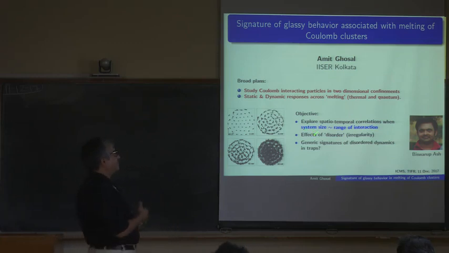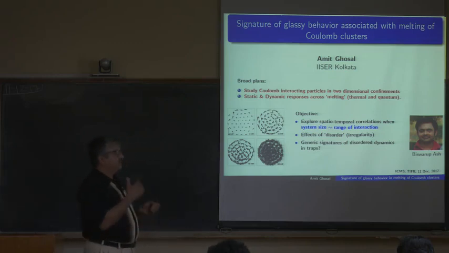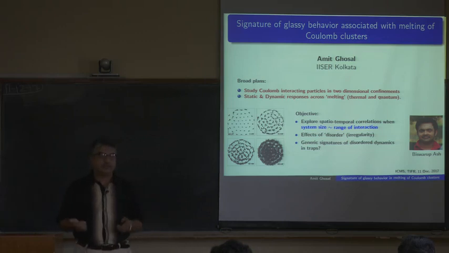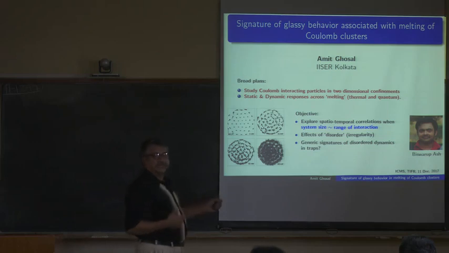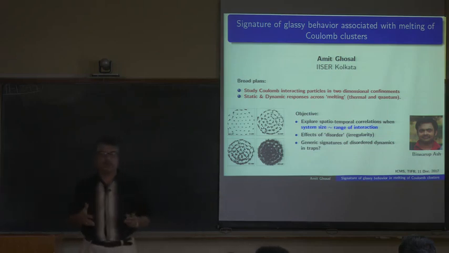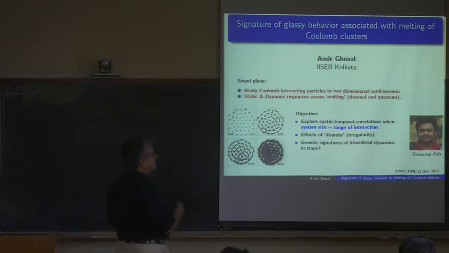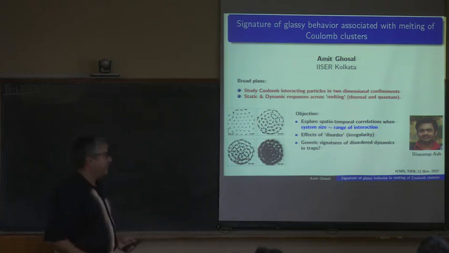First of all, we want to explore the spatiotemporal correlation in systems where the system size is of the range of interaction. And it's important, particularly the next one, that we'll look at the effect of disorder. Disorder, as you know, makes systems inhomogeneous. Now inhomogeneities will be very interesting when there is a long range interaction. Basically, they become somewhat long lived, and we'll try to understand that. And then, based on our result, we'll try to understand whether we can access some of the generic signatures of disorder dynamics in confinement.